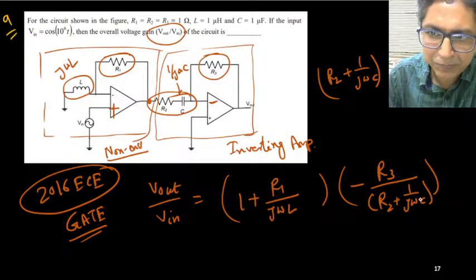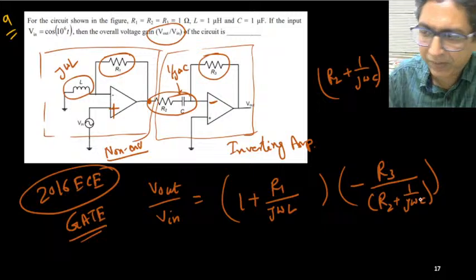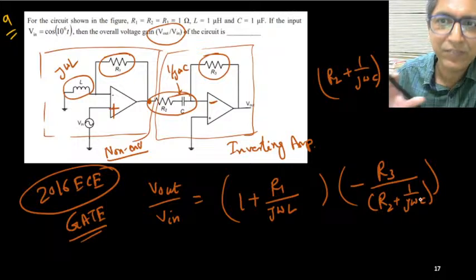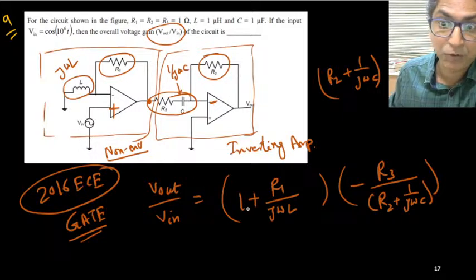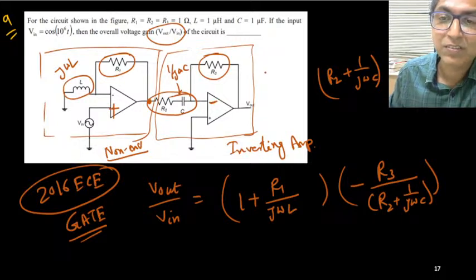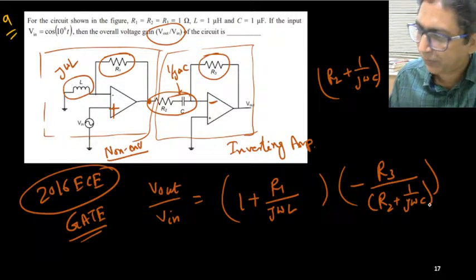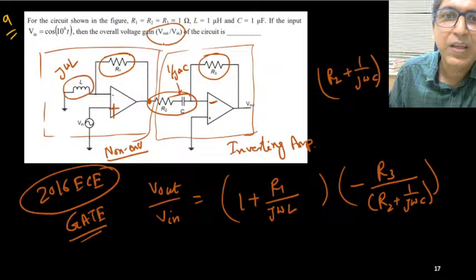Is it clear? It's a very simple thing. It's not that difficult. The overall gain we can calculate quickly. So the first block is non-inverting: be careful, 1 plus R1 by j omega L. And the second block is an inverting amplifier. The gain is minus Rf by R1 kind of thing. So R3 upon this impedance, it is R2 plus 1 upon j omega C. Okay, now you can replace.